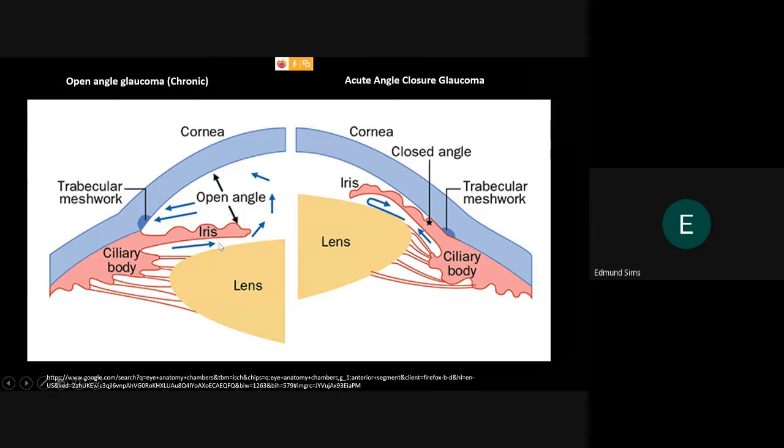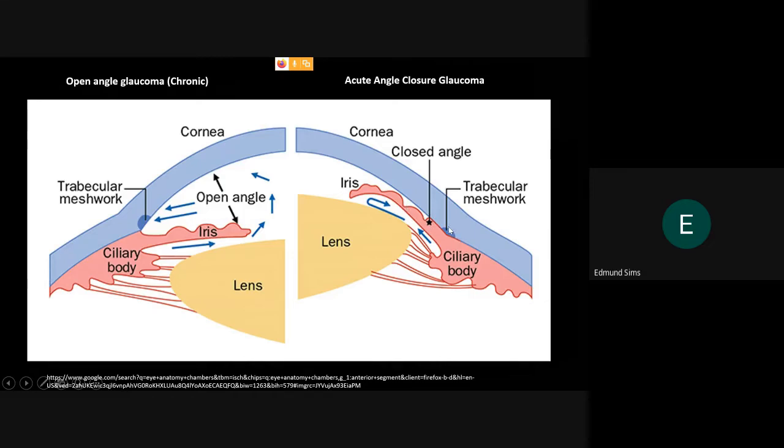In that, the flow of aqueous humour is fine up until you get to the trabecular meshwork. And what you find in open angle glaucoma is that the flow of aqueous humour through the trabecular meshwork gets impaired over time, and then you end up with chronically raised pressures in the eyes. In contrast, acute angle closure glaucoma, as suggested by the name, is acute. It's very sudden in onset, and in this case, what happens is the iris is pushed forward, and it will shut off the flow of aqueous humour into the trabecular meshwork.